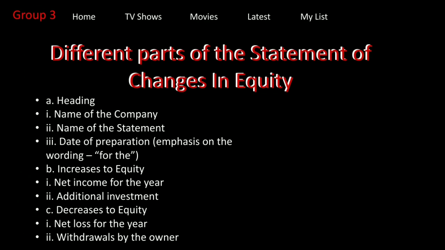On this next slide, we are going to focus on the different parts of the statement of changes in equity. On the first part, we have the heading. Under the heading, it consists of the name of the company, the name of the statement you are going to prepare, and the date of preparation, emphasizing the word "for". Next, we have increases to equity. Under it are net income for the year and additional investment. And next, decreases to equity. Under it are net loss for the year and withdrawals by the owner.